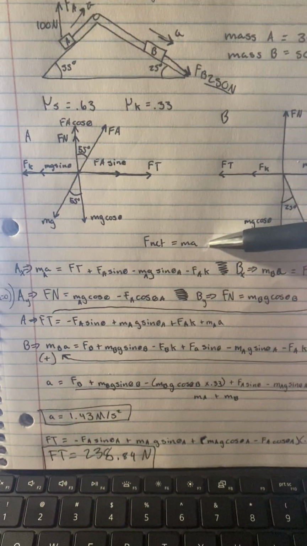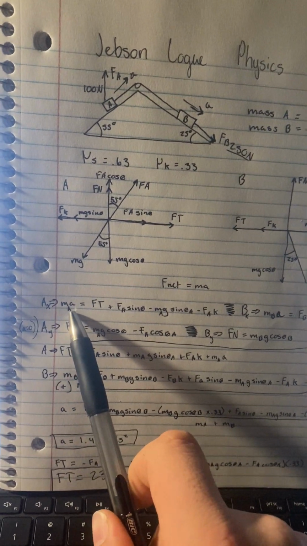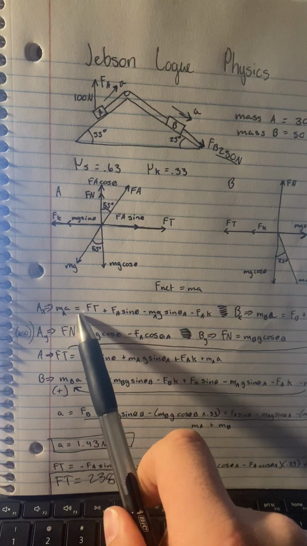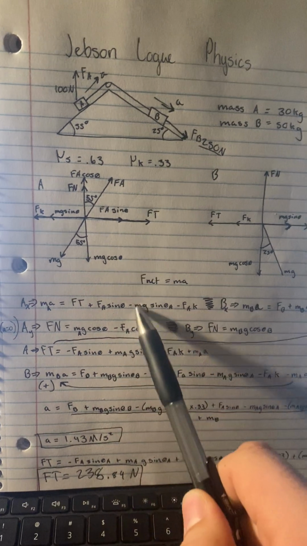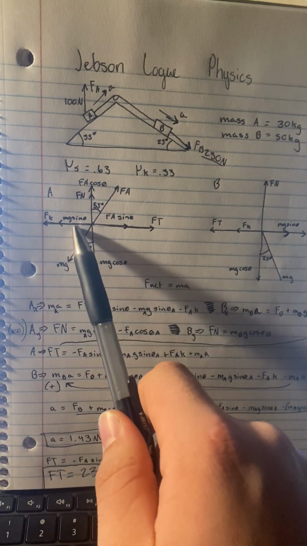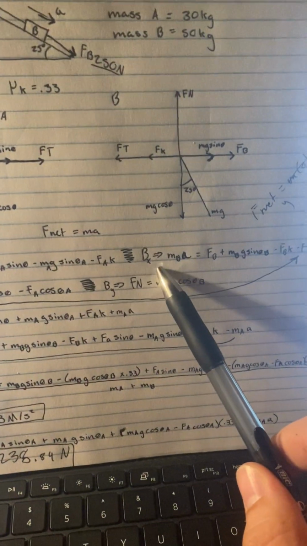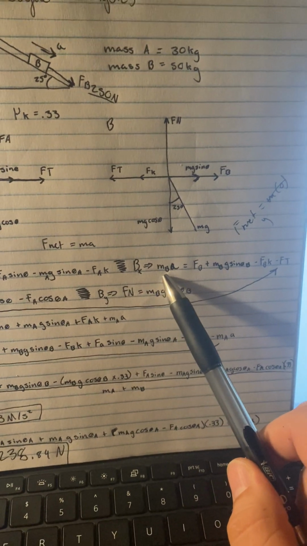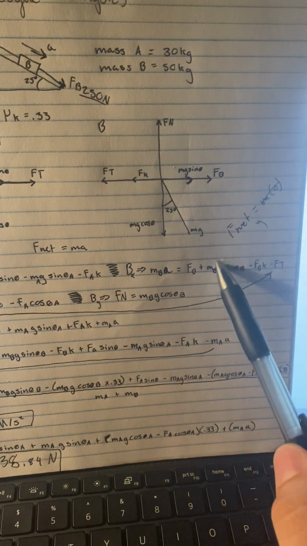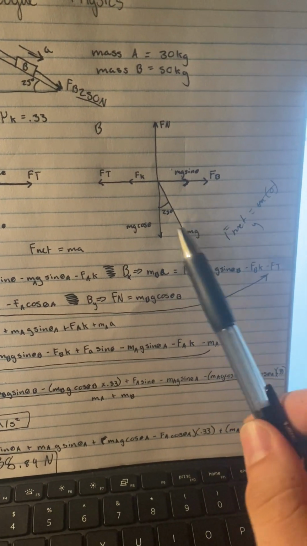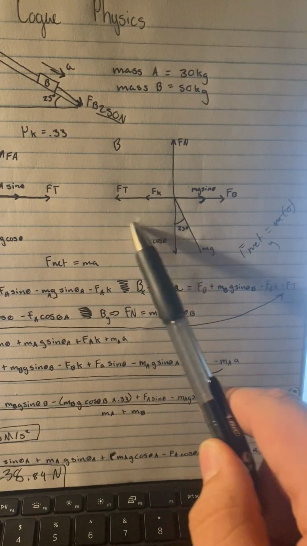All right, using F net equals ma, in the x direction, we have mass of A times acceleration equals the force of tension plus F_A sine theta minus m_A g sine theta minus force of friction. In box B's case, in the x direction, mass of box B times acceleration is equal to force B plus m_B g sine theta_B minus the force of friction minus the force of tension.